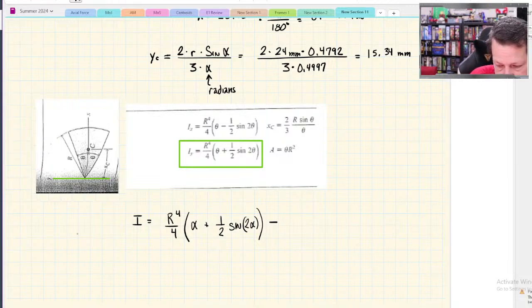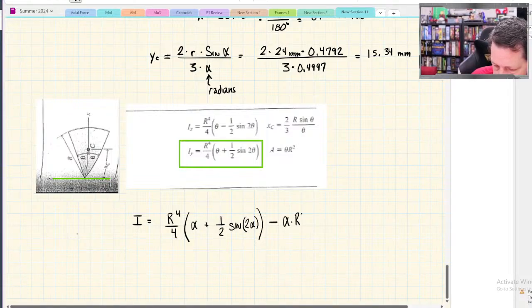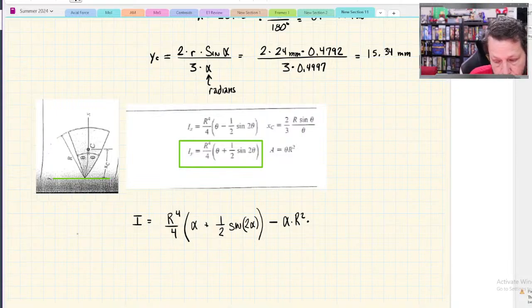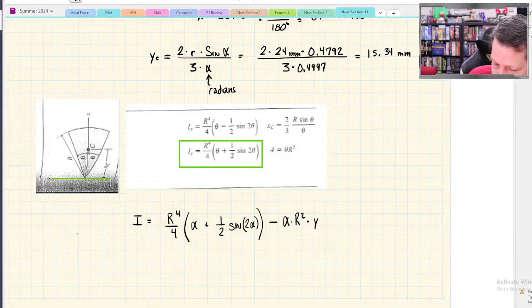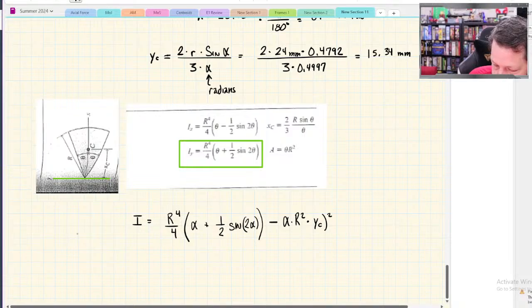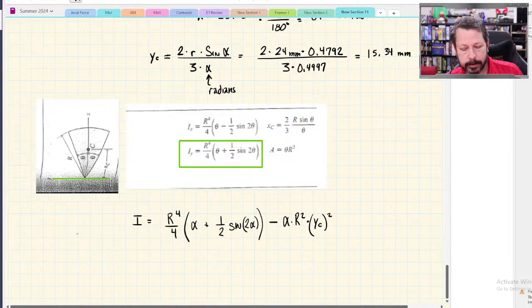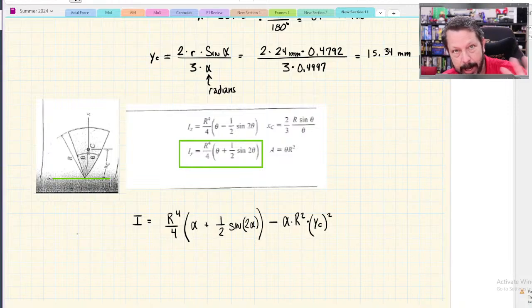A, which they gave me conveniently, which they have theta, I'm going to use alpha, times R squared is the area. And then Y squared is going to be the distance X sub C, which we called Y sub C, because we rotated things 90 degrees. You might have to watch this one several times to get it straight. I might have to do it several times to get it straight. All right, so I think this will give us the moment of inertia in terms of our sector.